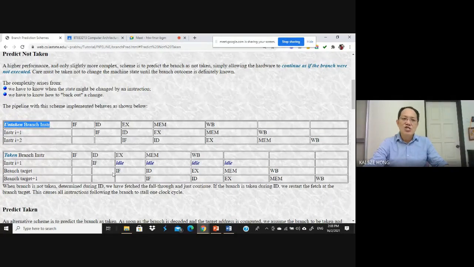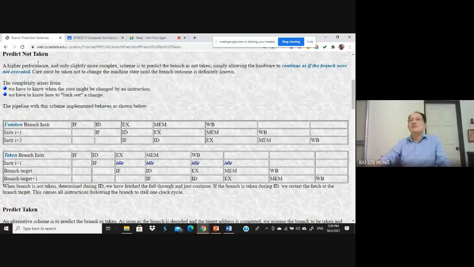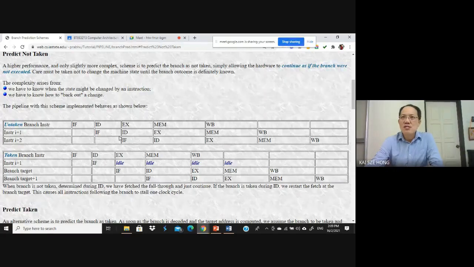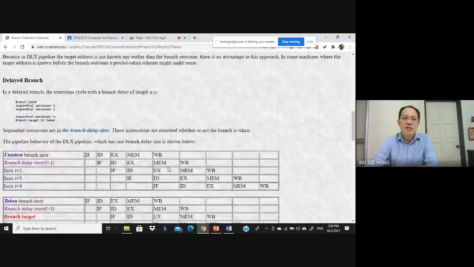As such, the instruction will be put either here or here. After that, you will continue at the branch target address. So this is the predict not taken. Chong Yi, the day you asked me what's the difference between predict not taken and delay branch, I have already searched many materials. There's not much difference except for this one I found. So if it's delay branch, what will happen?